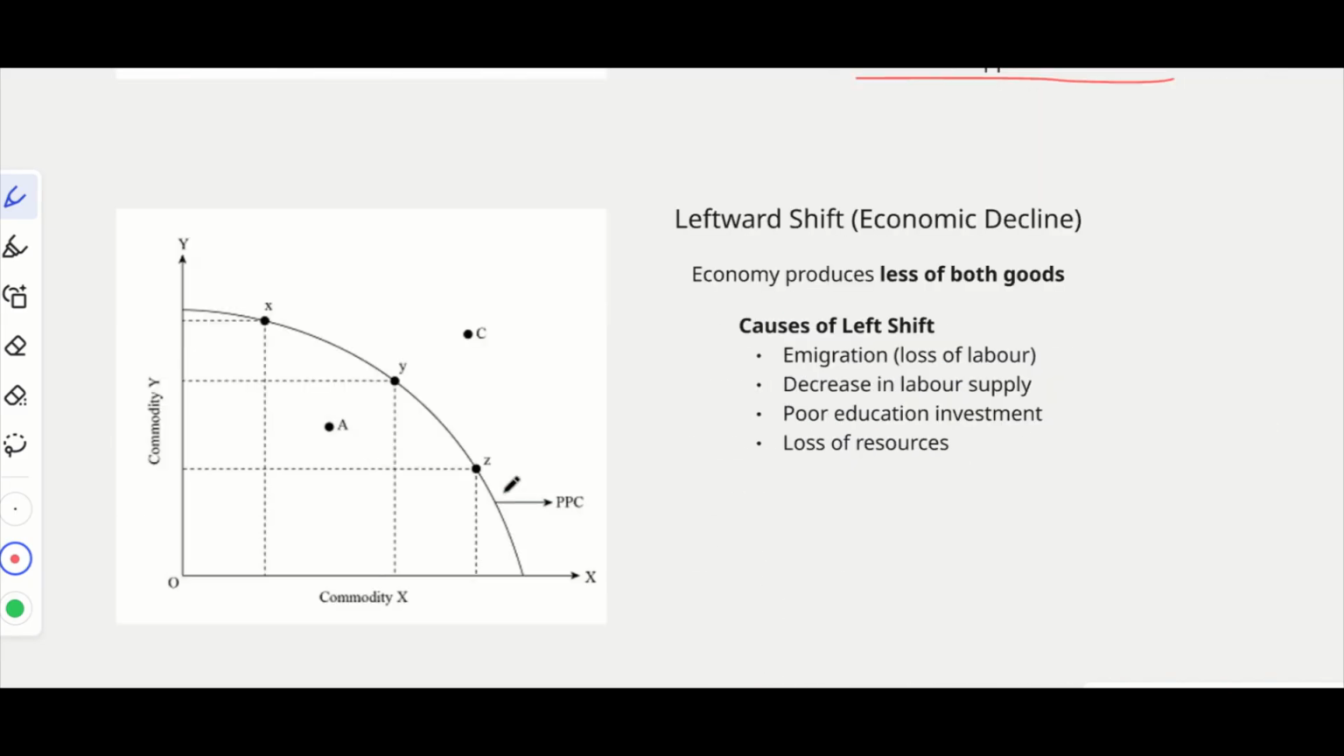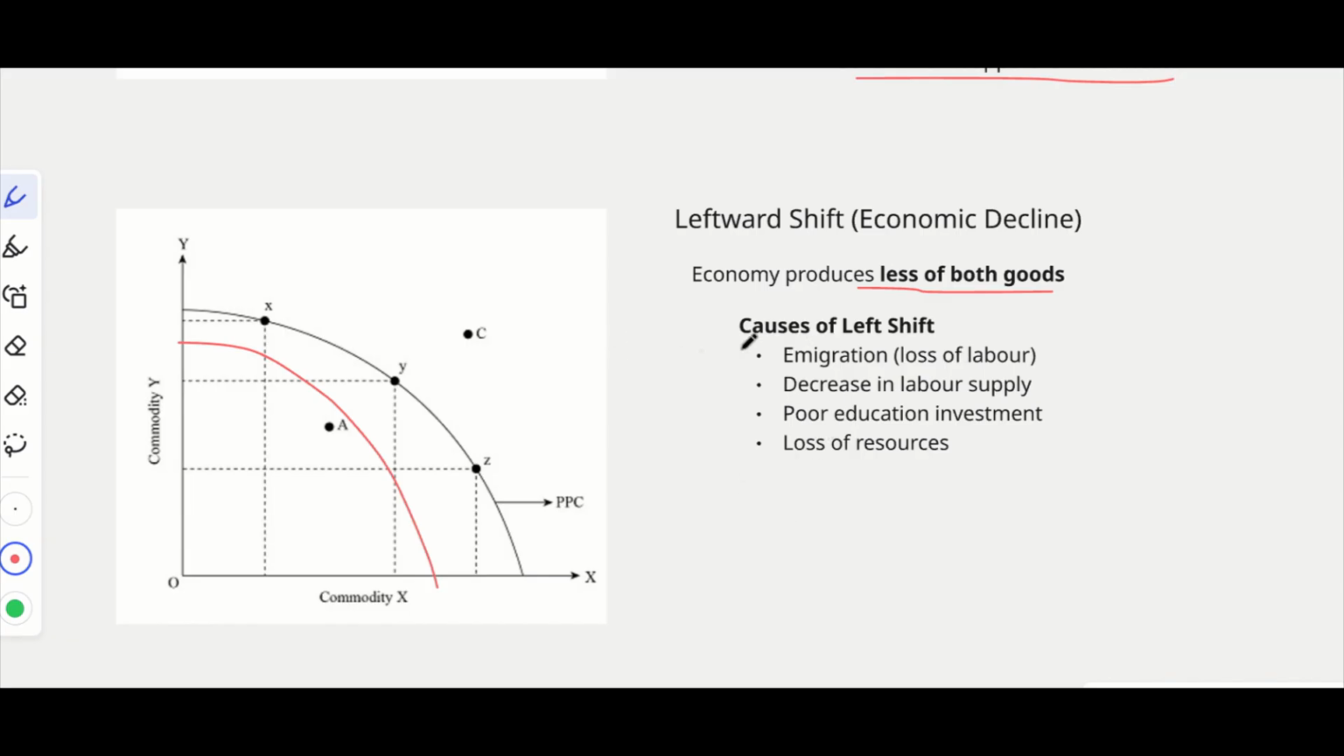And the curve can also shift to the left, right? So let's see this. When the curve is shifting left, this is how it will look. Okay, the curve is now contracted. So it will show reduced or decreased economic growth, right? Because the production of both goods has decreased.